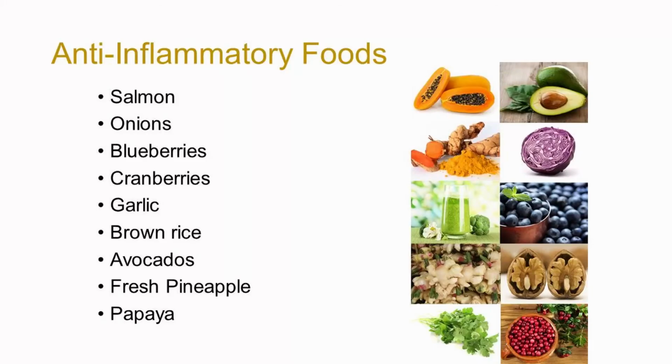However, you could balance it off with a lot of all the anti-inflammatory foods out there. So some examples include salmon, onions, blueberries, which is high in antioxidants, cranberries, also high in antioxidants, garlic, very good in anti-inflammation, brown rice versus white rice, avocados, which is good for the fatties, omega-3s, fresh pineapple, and papaya. So these are just some examples of anti-inflammatory foods.